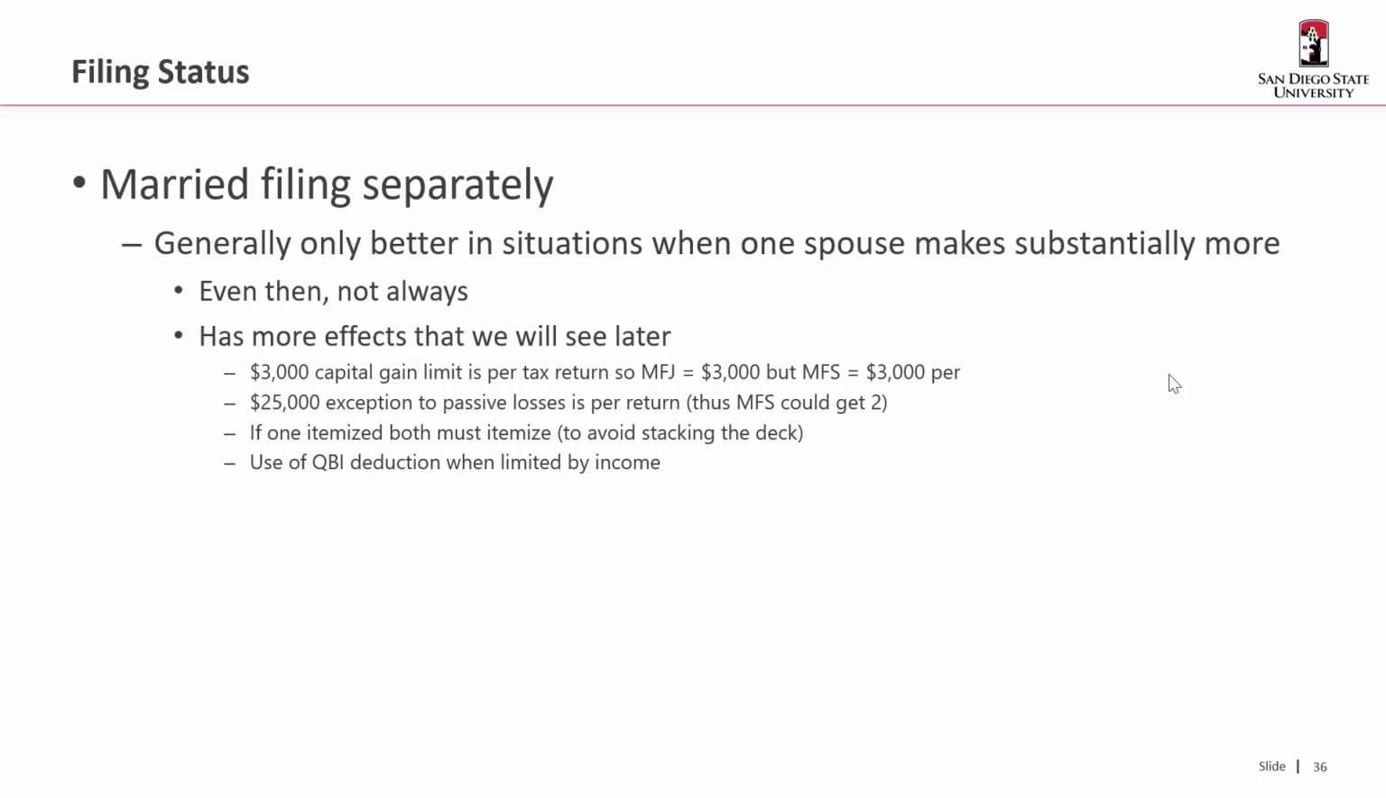Married filing separately could both get a $25,000 exception. If one married filing separately itemizes, then the other must, whether they have a greater itemized deduction than their standard deduction or not. And the use of QBI deduction is limited by income, so sometimes you actually want to separate into married filing separately so that only one of the spouses can maximize the QBI deduction as a self-employed taxpayer.